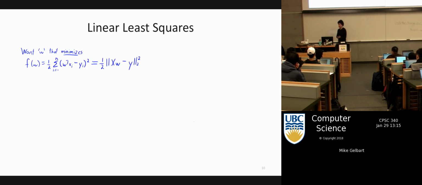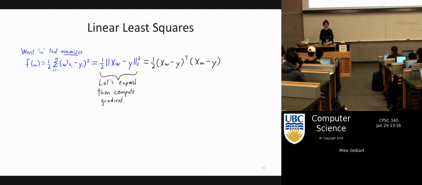So we want to minimize this thing. In particular, we want to find the w that minimizes it, or we want to find the minimizer. So we can write our loss like this. In general, the norm squared of any vector is just that vector dot producted with itself. So that's all we're doing here.